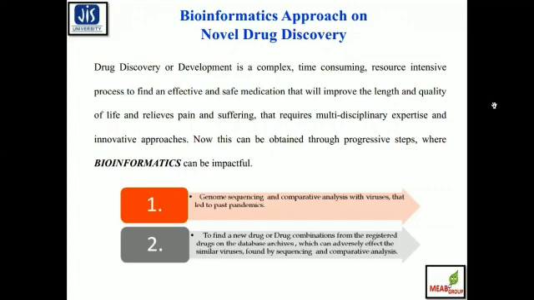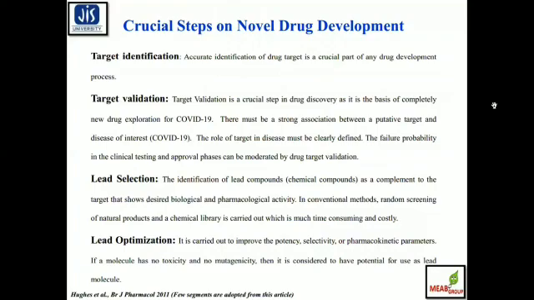Number one, the genome sequencing and comparative analysis with viruses that led to past pandemic situations. Secondly, to find a new drug or drug combinations from registered drug database archives, which can adversely affect the similar viruses, found by sequencing and comparative analysis. So these are the major crucial steps involved in novel drug discovery or development. These are the four important points: target identification, target validation, lead selection, and lead optimization.